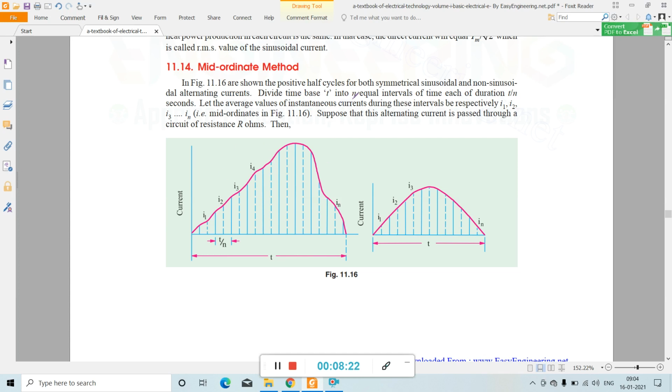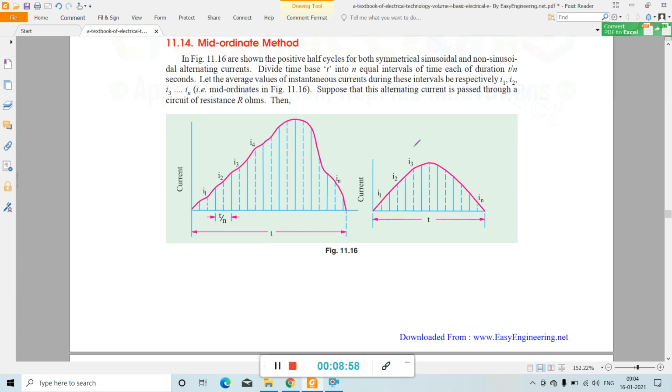So divide time base t into n equal intervals. Here this is the t, so it is divided into n intervals. So one interval is t by n seconds. Let the average value of the instantaneous current during these intervals be respectively I1, I2, I3, up to In. That means in the first duration it is I1, in the second duration it is I2, in this duration the average value of current is I3, and so on up to In. Suppose this alternating current is passed through a circuit of resistance R ohm.